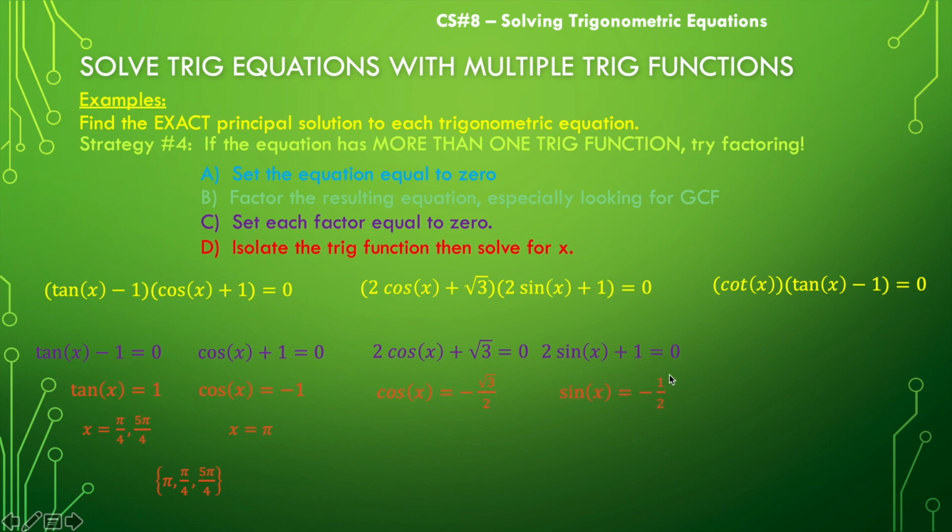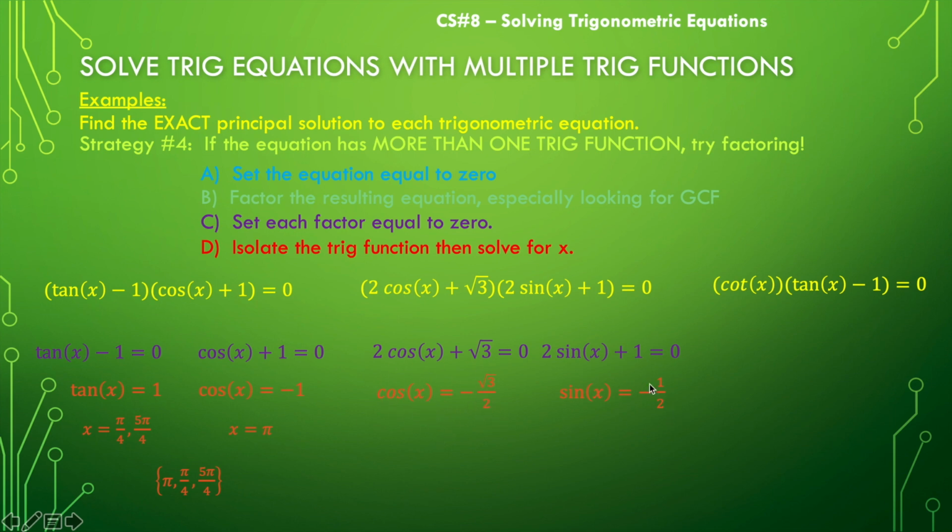So we would end up here with cosine of x equal to negative square root of 3 over 2, and sine of x equal to negative 1/2. Now, thinking about our unit circle, which angles there have an x-coordinate of negative root 3 over 2? That's going to be 5 pi over 6 and 7 pi over 6 for this equation.